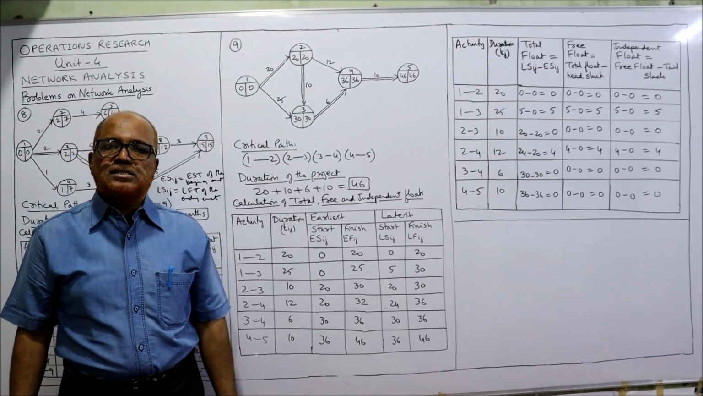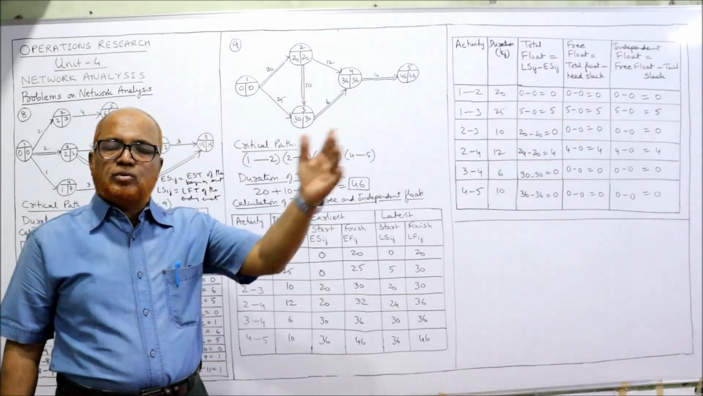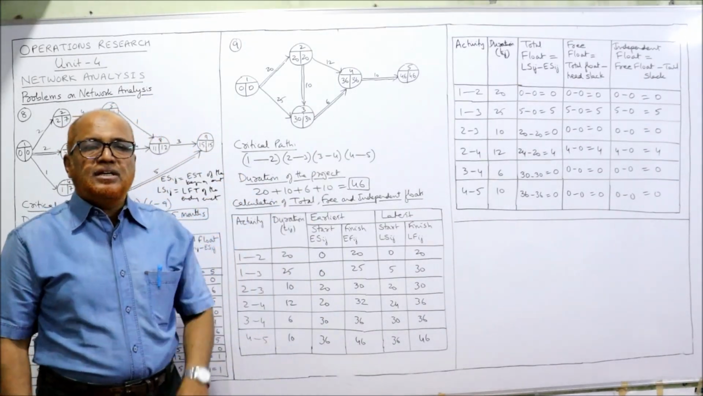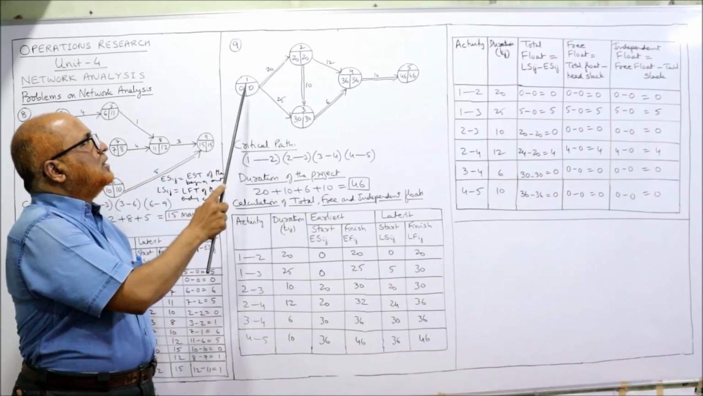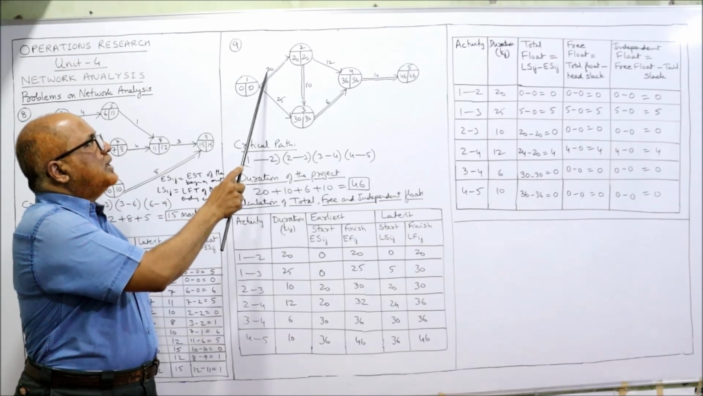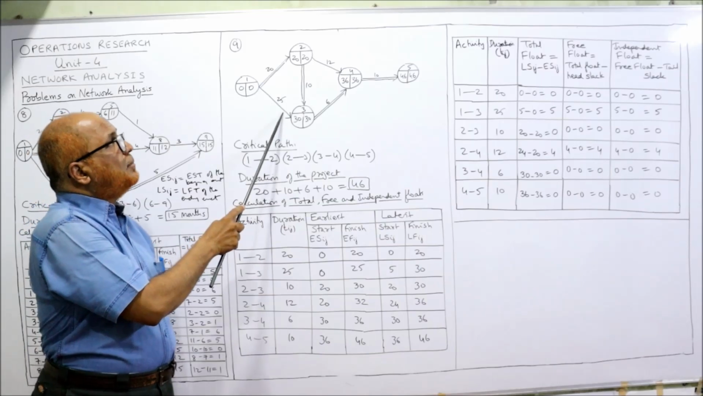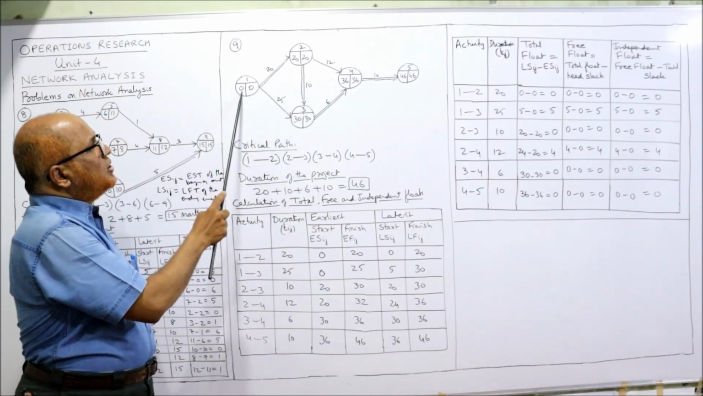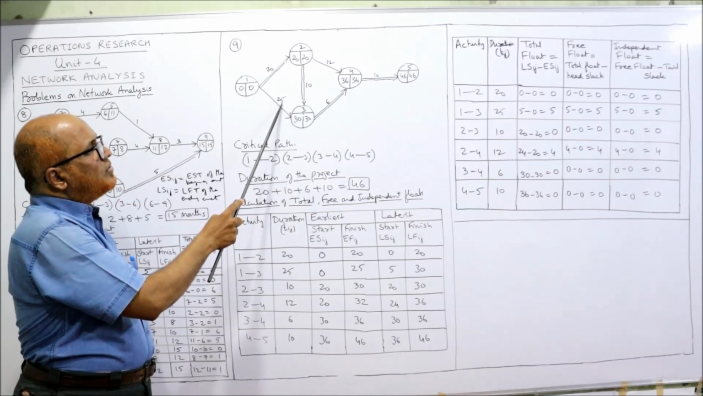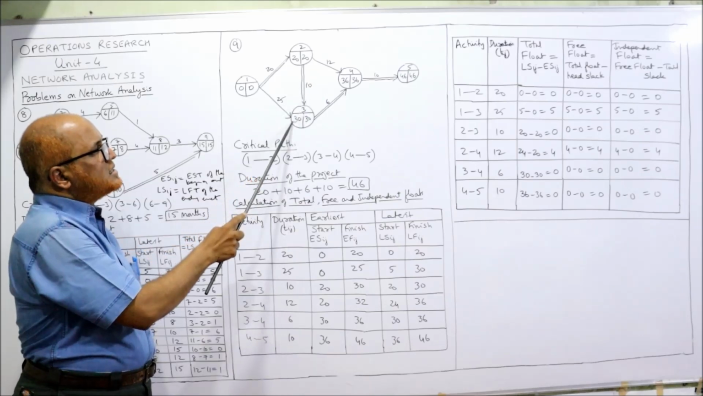Now we'll find the EST and LFT values. Forward pass, going from the first event to the last event. The first event EST value is 0. Here only one activity is merging, so 0 plus 20 is 20. Here two arrows are merging, so we take the maximum: 20 plus 10, 30, or 0 plus 25 is 25. Whichever is higher, 30 is higher.